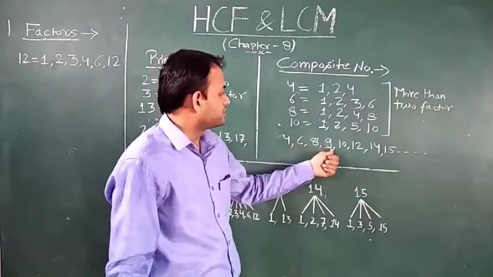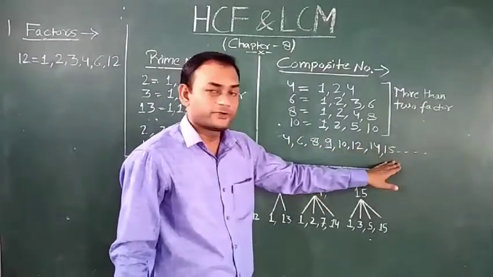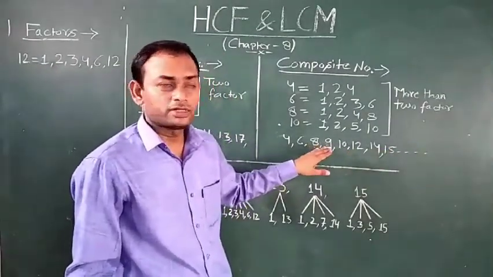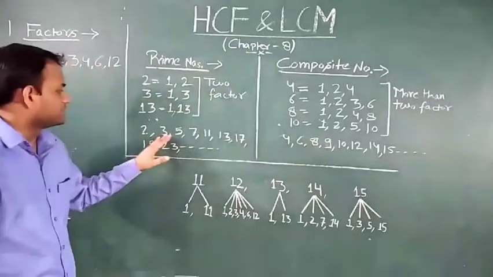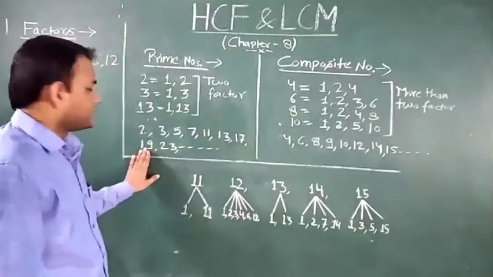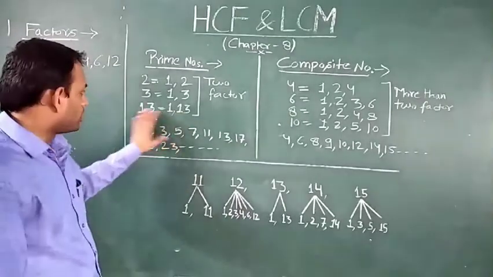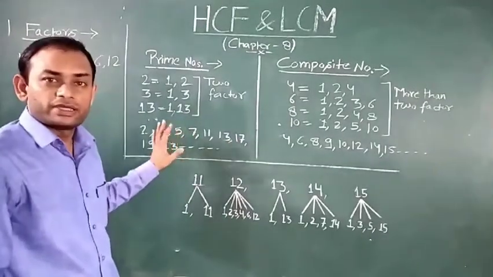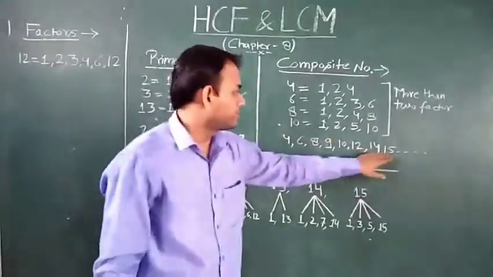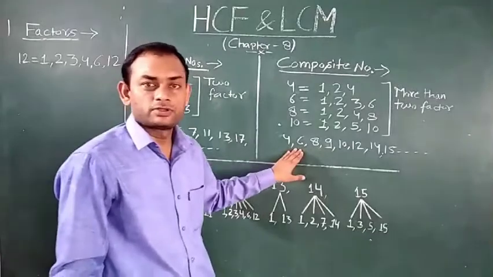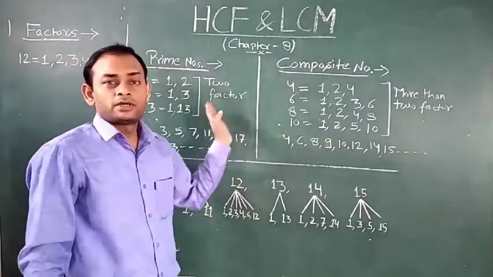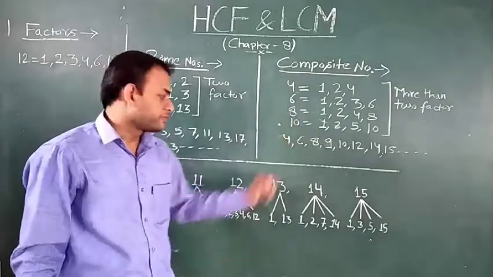4, 6, 8, 9, 10, 12, 14 and 15, these are all composite numbers. Got it? And 2, 3, 5, 7, 11, 13, 17, 19 and 23, these are all prime numbers because they have only two factors, and those other numbers have more than two factors. So this is the difference between a prime number and a composite number.